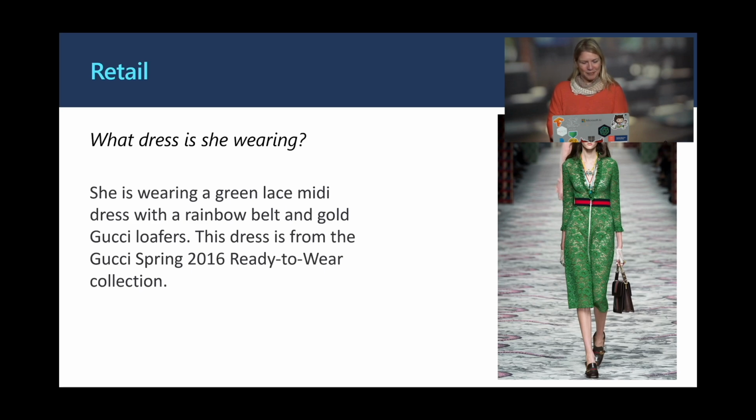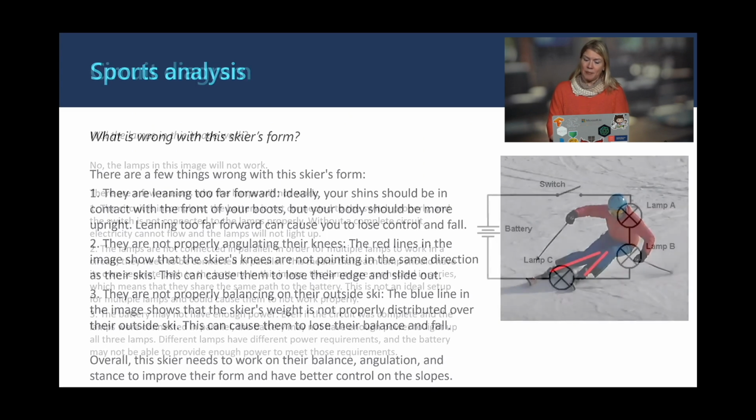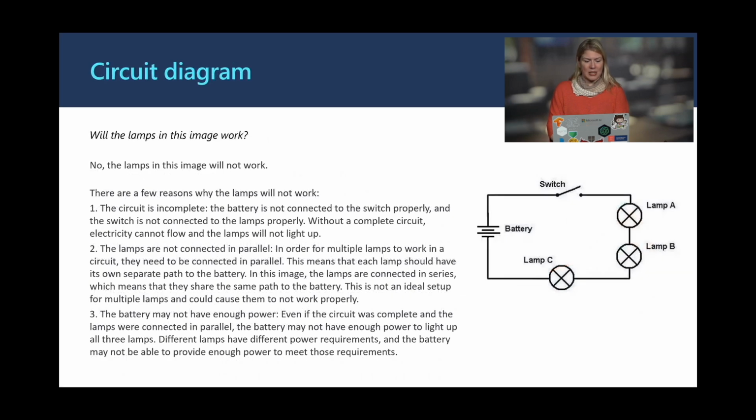There's some sports analysis scenarios. So I asked, what is wrong with the skier's form, looking at kind of the angle of their legs there relative to the hill. And the model is able to give a fairly good answer on what is wrong with the skier's form. There's a circuit diagram image, and we ask, will the lamps in this image work?